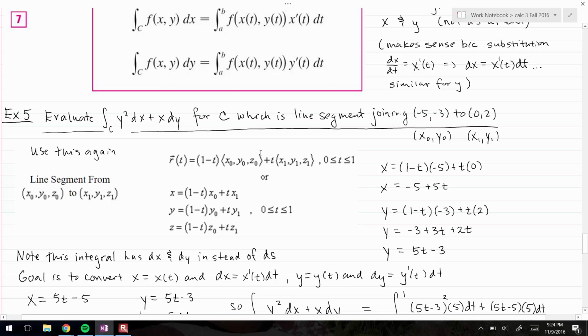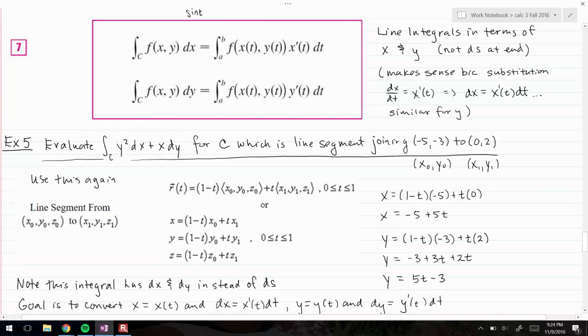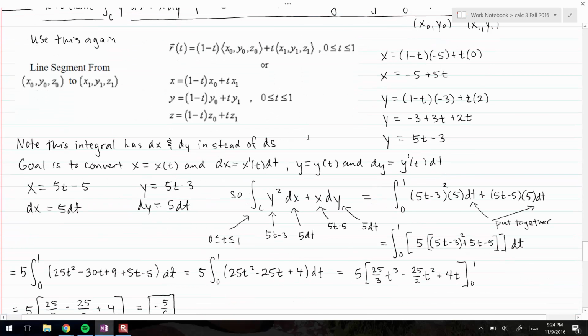The other thing we need to do is convert those dx and dy by using the derivative of x with respect to t dt for this dx, and then y prime of t dt for the next one, and then they're both in terms of dt. Finding those is pretty easy. They both end up being derivatives of 5. So we put all this stuff in here, and again, these limits of integration by design are 0 to 1.